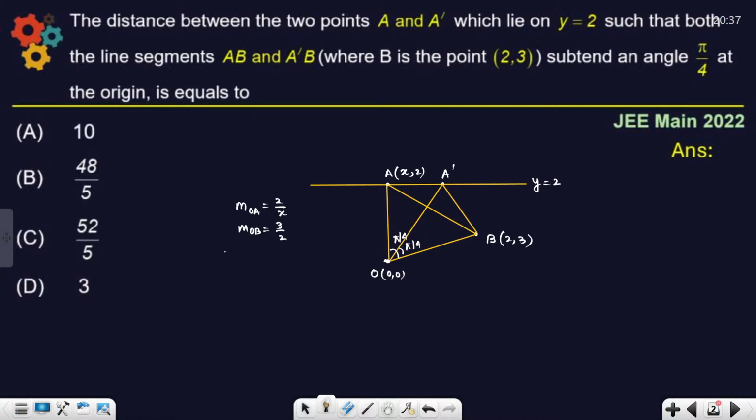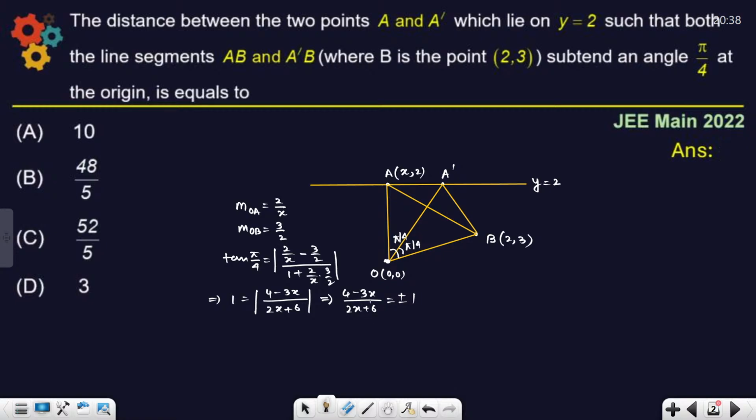Clear? Now, we know the angle between two lines, which here is pi by 4, equals the modulus of (m1 minus m2) divided by (1 plus m1 m2). So we are having 1 equals (4 minus 3x) divided by, simply simplifying this expression. Okay. Now, if I remove the mod sign, definitely a plus or minus sign will come. So it will be plus or minus 1.